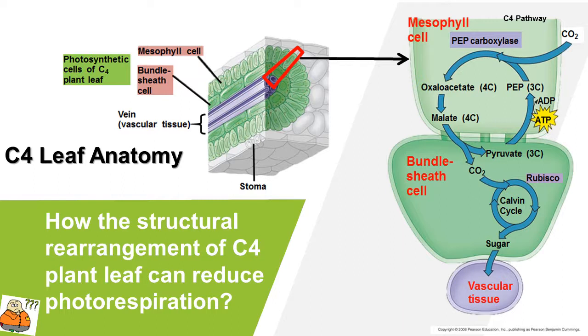The pyruvate re-enters the mesophyll cell and is reconverted back to PEP with an energy input of ATP. The purpose of this pathway is to concentrate the carbon dioxide within the bundle sheath cell. This pathway is called the C4 pathway or C4 photosynthesis. Next, the Calvin cycle occurs in the bundle sheath cell of the C4 plant because carbon dioxide is highly concentrated in this cell. The carbon dioxide is attached to RuBP by the Rubisco enzyme. This is the classic Calvin cycle as usual. The sugar, G3P, produced from the Calvin cycle is transported into the vascular tissue.